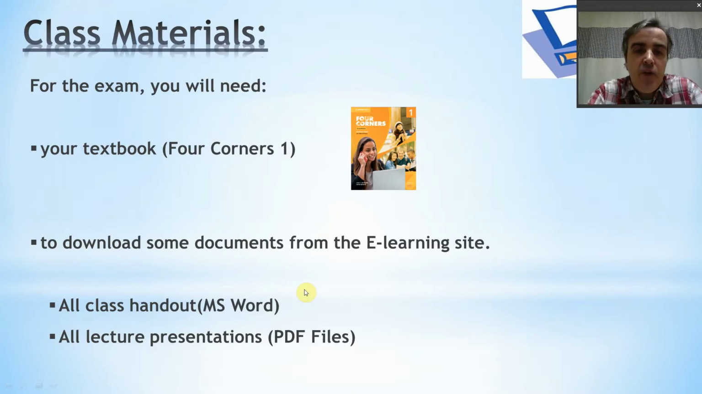So make sure that you have everything ready before you start the exam so that you can just quickly look, this is Unit 2. Oh, right, here's my assignment. There's that question. How can I answer it? So these are going to be really useful when you're doing your exam.